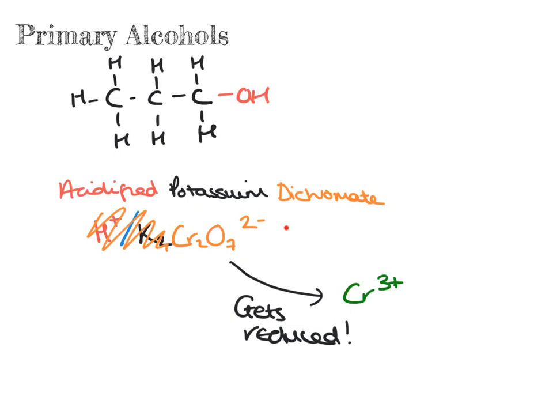So the dichromate ion gets reduced down to chromium 3+ ions, and that gives you a colour change because chromium is a transition metal. It can exist in different oxidation states, so that gives the ions different colours. When it's in the dichromate form, it's orange, and when it's in the chromium 3+ form, it's green. So you will know that the reaction is taking place because you get a colour change of orange to green.